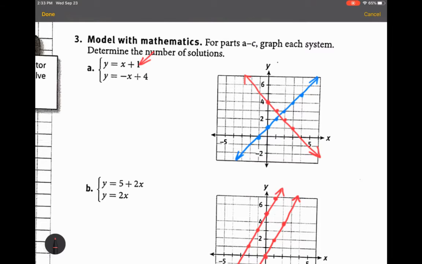Is that point exact, or is that going to be some kind of decimal? Some sort of decimal, right? How many solutions is that graph going to have? 1. Okay, so that's one solution.